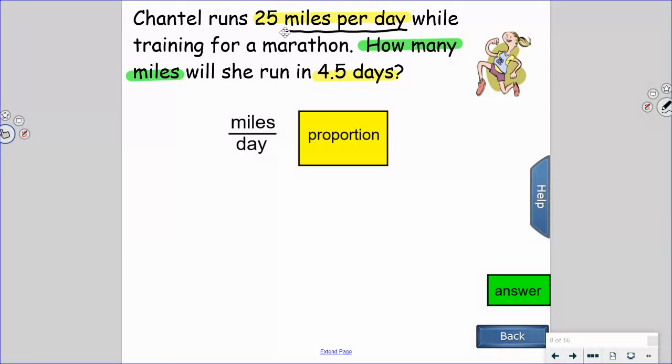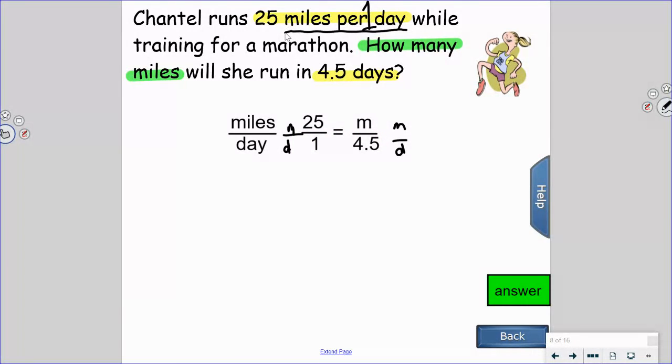Well, you could do the relationship the other way. Miles per day makes more sense. After all, you won't know how many miles until you first know how many days that she's running. So we set up the relationship miles per day, and then you see that 25 miles per day, singular, is 1.